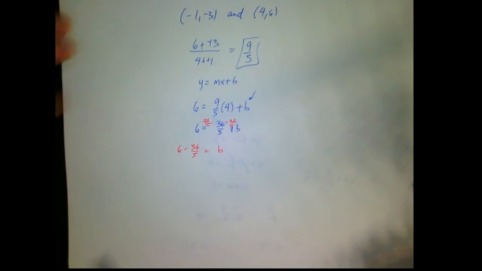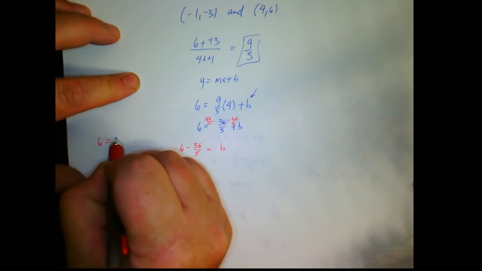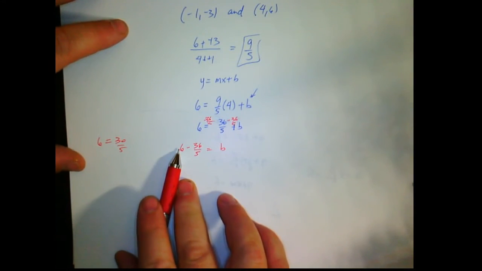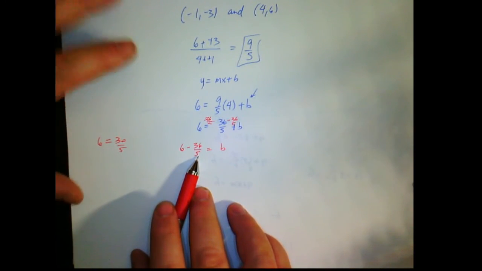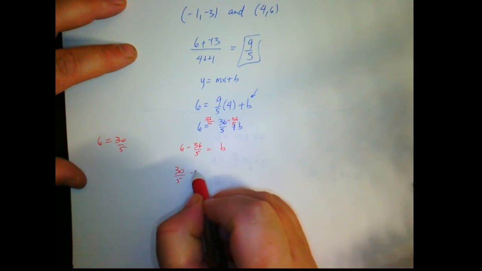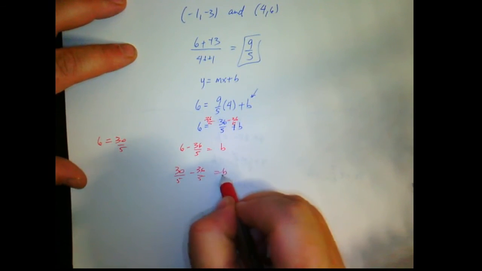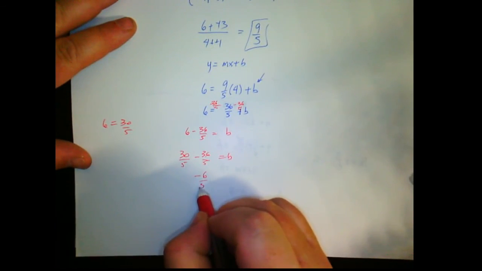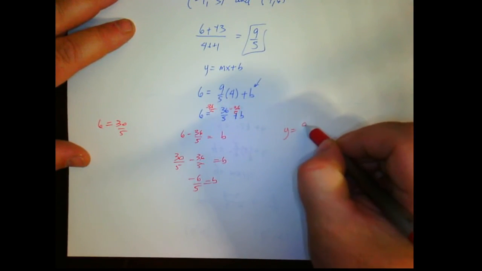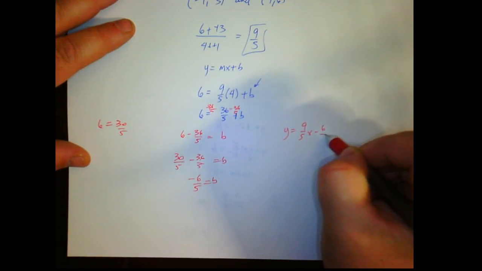So you need a common denominator here. It happens that 30 over 5 is 6. Would you guys agree with this? 30 divided by 5 is 6, and the reason that's useful is because we need a denominator of 5 in order to subtract. So 30 over 5 minus 36 over 5 equals b. So that's negative 6 over 5 equals b. So our final answer would be y equals 9/5 x minus 6 over 5.